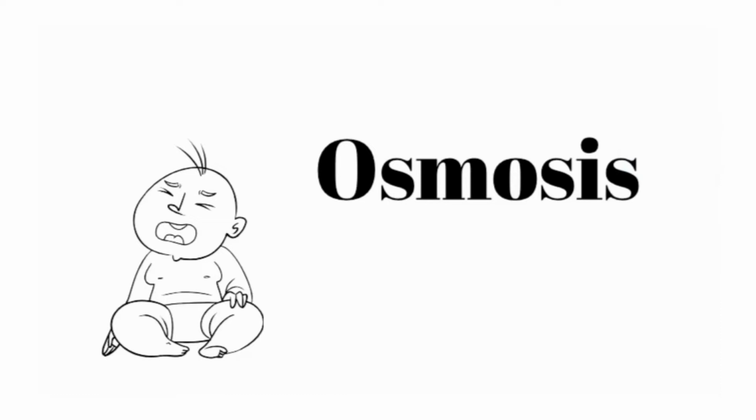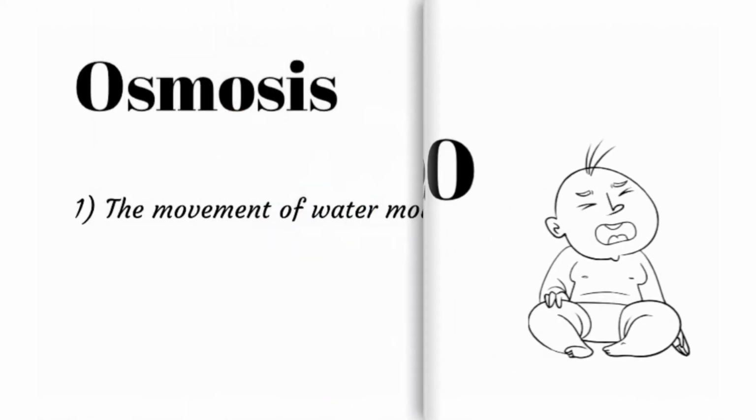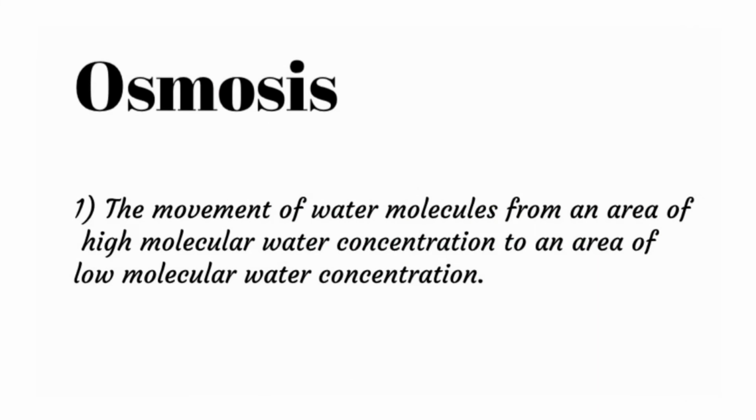So let's look at some definitions and elaborate on what osmosis is. Here's one definition of osmosis: the movement of water molecules from an area of high molecular water concentration to an area of low molecular water concentration. Now, I'm going to read this without the words water in it. The movement of molecules from an area of high molecular concentration to an area of low molecular concentration. That's the exact same definition I gave for diffusion. So osmosis is nothing more than the diffusion of water molecules, which is the movement of water molecules from an area of high molecular water concentration to an area of low molecular water concentration.